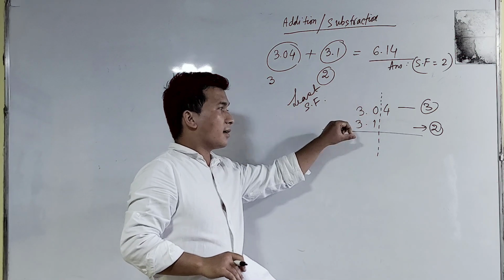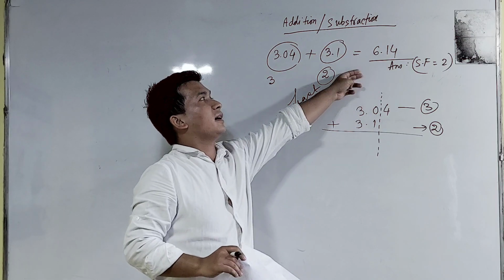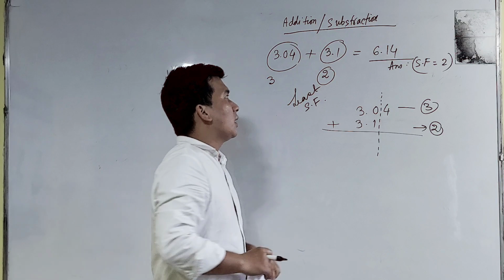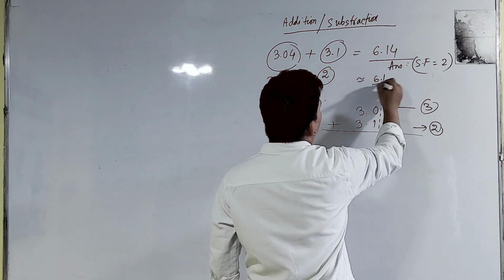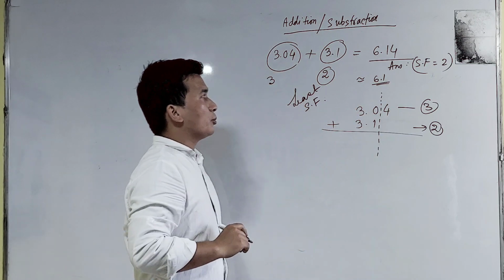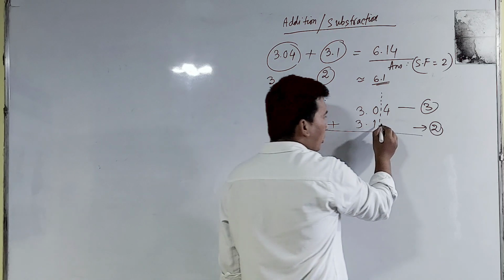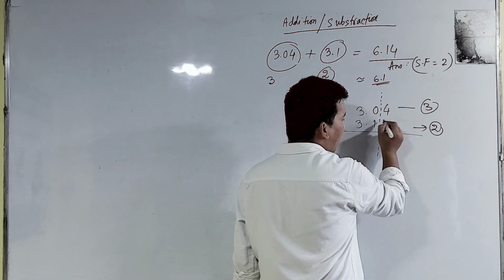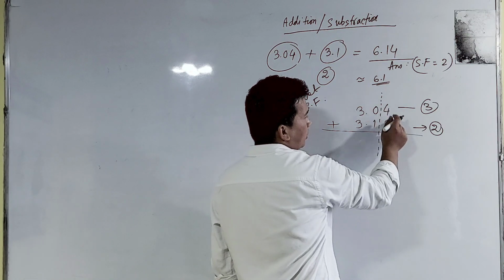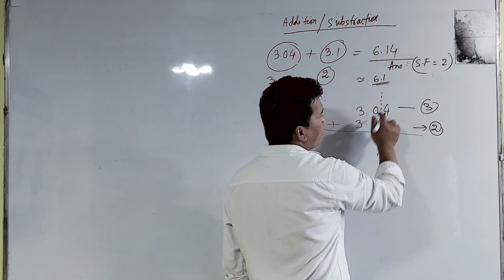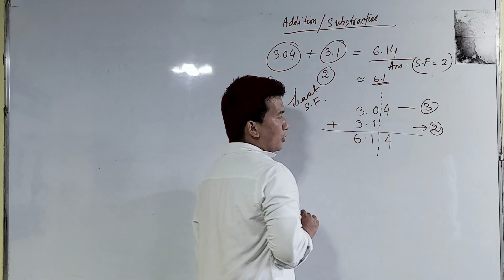This is the pictorial representation, the conceptual logic. Our answer comes out to be 6.1. And how do we obtain 6.1? That will be illustrated here. This will be 4, this will be 1, this will be 6. Then it will be 6.1.